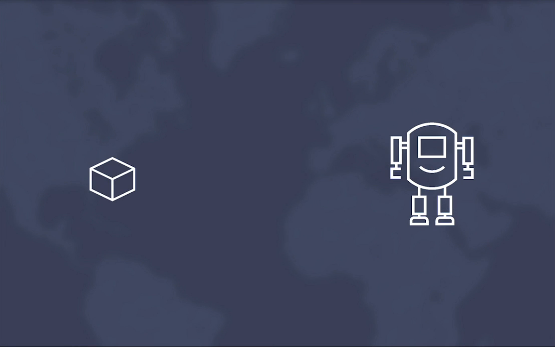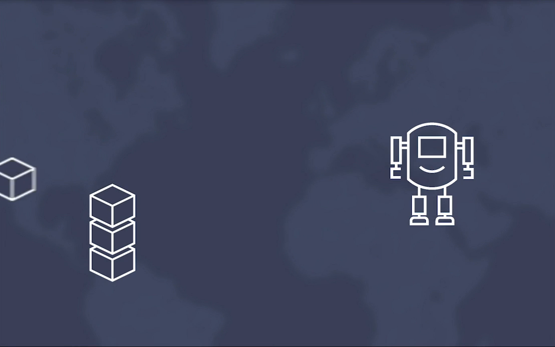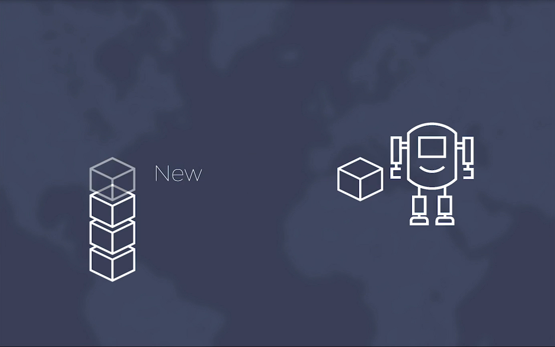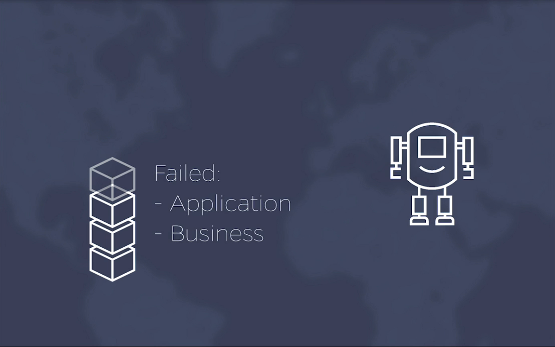Now let's go over the available statuses that the items in a queue can have. When a new item is added to a queue, it is automatically added with the new status. As soon as the item is sent to a robot, the status changes to in progress. Once the transaction has been processed, the status can change to either successful or failed. Now the failed status can have 2 types of errors: application or business.